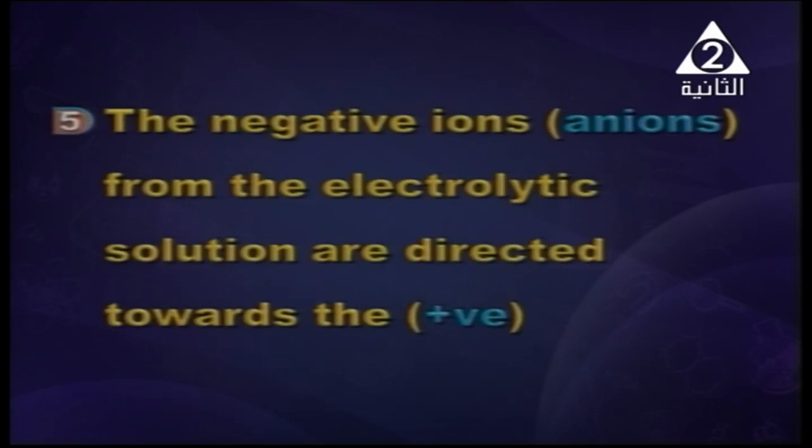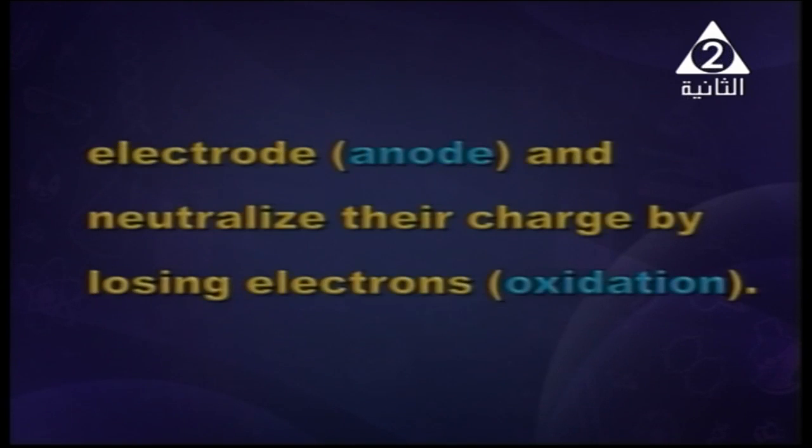The negative ions, which are called anions, from the electrolytic solution are directed towards the positive electrode, which is the anode, and neutralize their charge by losing electrons. That means an oxidation process.